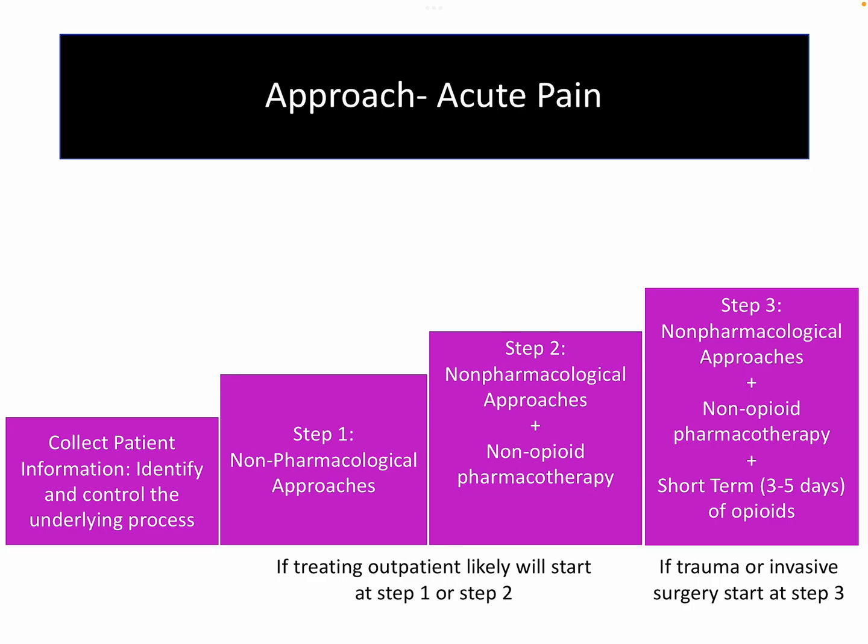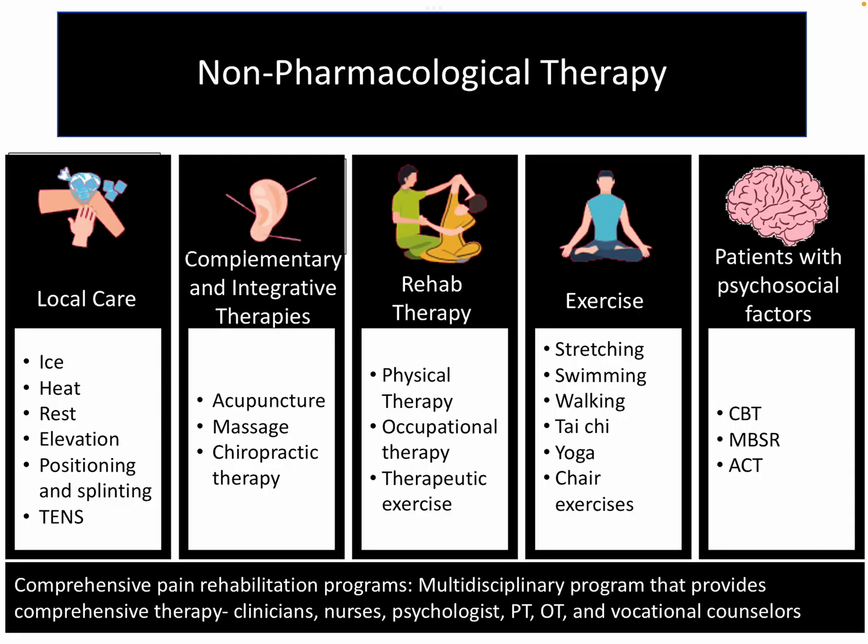So let's go a little bit deeper into our approach to acute pain. So let's start out with step 1, non-pharmacological therapy. Non-pharmacological therapy for pain, and this could also be true for chronic pain as well, can include multiple different things, including local care such as ice, heat, rest, and elevation. You can also see splinting is listed here, and TENS.